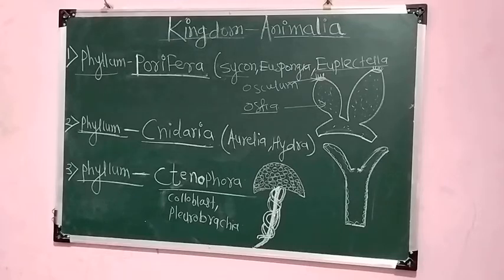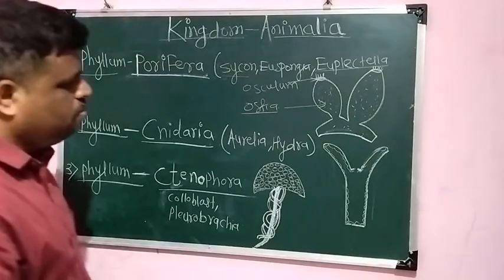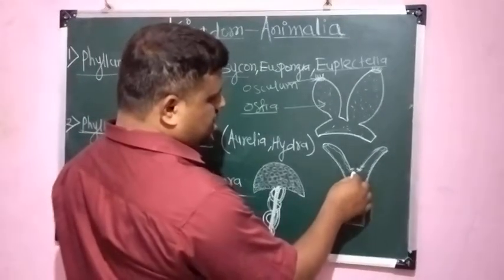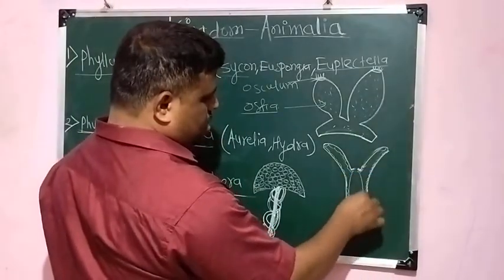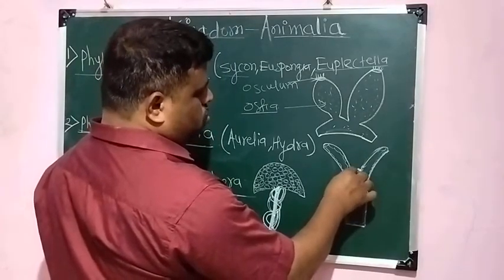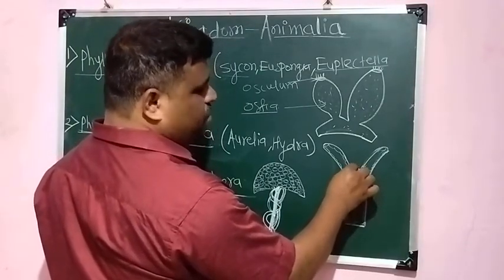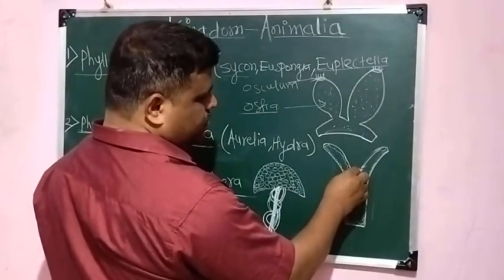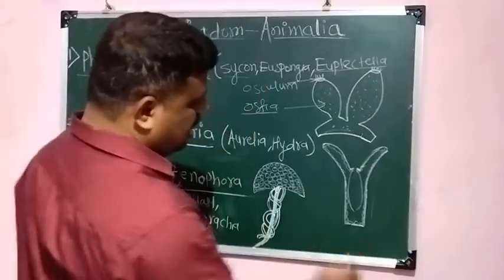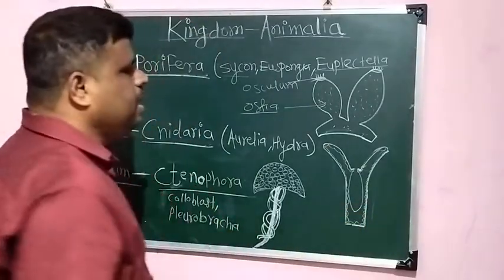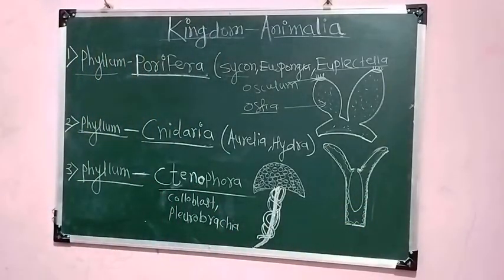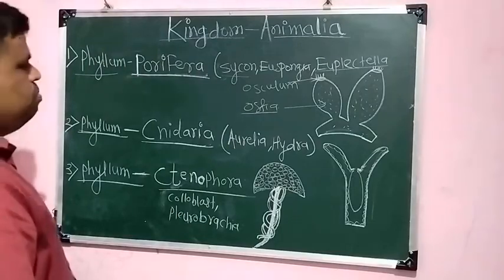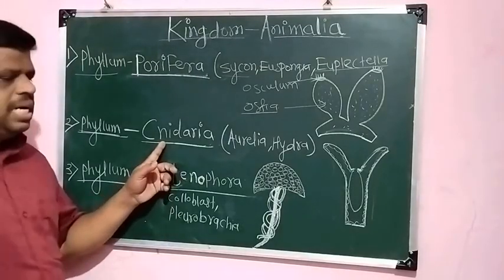Then they show blind sac type of body plan. It means that they have a cavity which opens at only one end. Okay, so this acts as a mouth as well as anus. That is called a blind sac type of body plan, which is mainly found in the Hydra, which belongs to this phylum, that is Cnidaria.